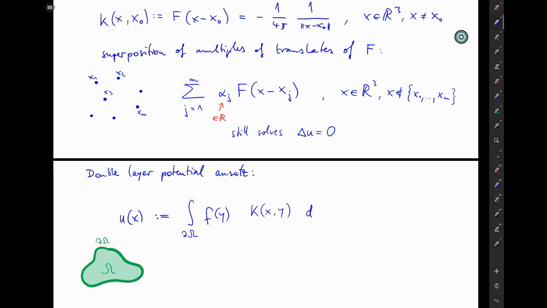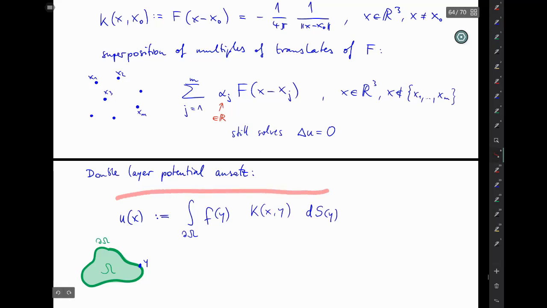Okay, for our integral we cannot simply write dy. We have to take the surface element here because y is running around the boundary, which in 3D is a proper two-dimensional surface. So let me denote the surface element by ds at point y. So y is one of these points that I'm running around on the boundary of omega.